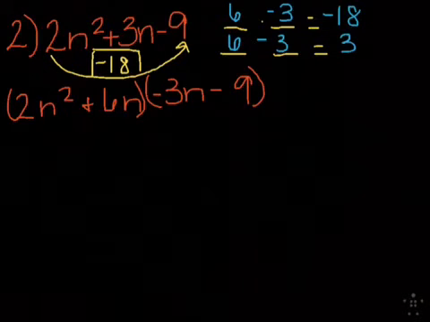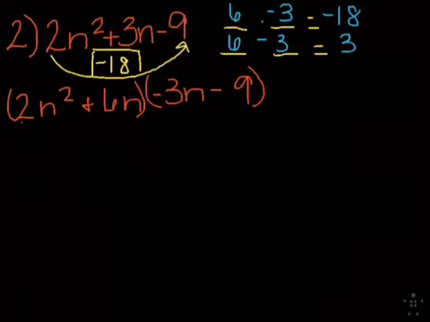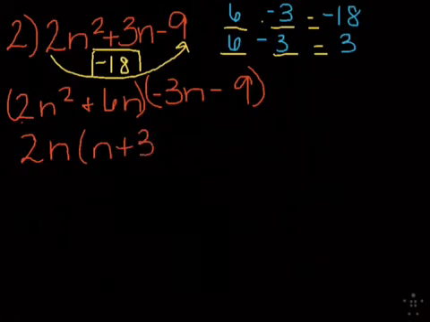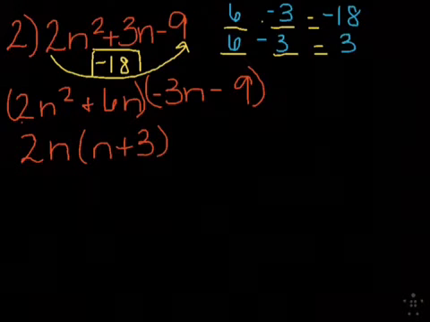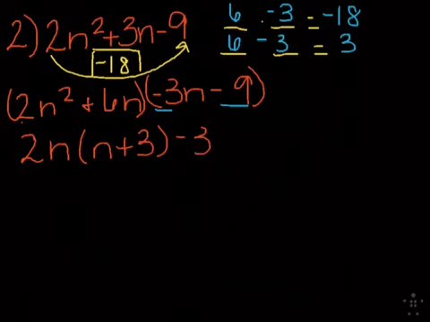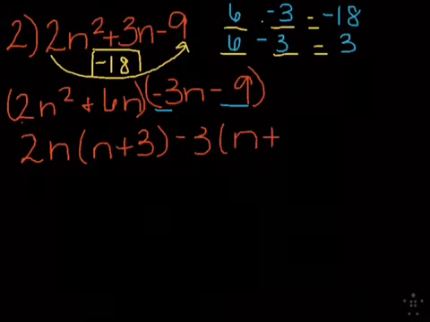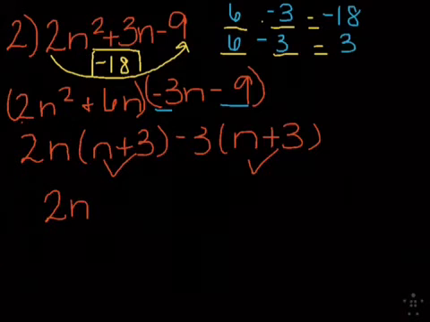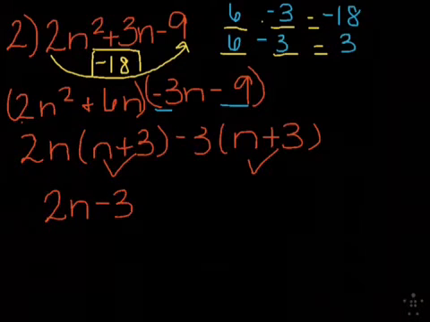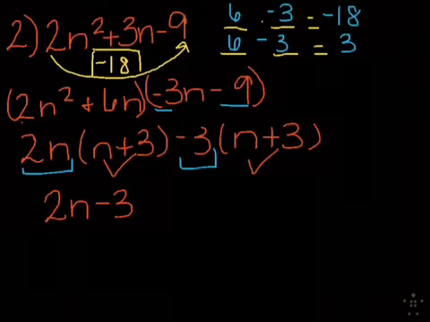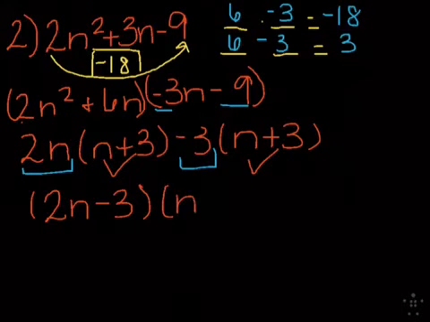Okay. The GCF here, I got a 2 in common and an n, so I take out 2n. So that leaves me with n plus 3. Here, both of these are negative signs. So I'm going to factor out a negative 3. So that's n plus 3. These are the same, great. So I end up with 2n minus 3 because those are what is on the outside. And on the inside I have n plus 3.